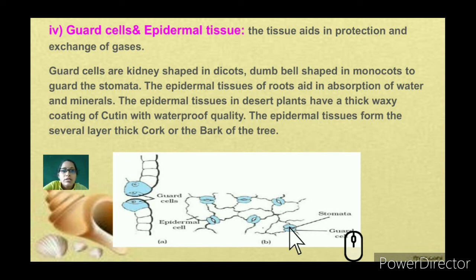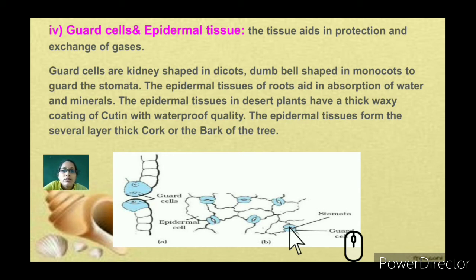So what do the epidermal tissues of roots do? The epidermal cells in the roots help in absorption of water and minerals. As you know, roots absorb water and minerals. So these epidermal cells in the roots will help in the absorption of water and minerals.